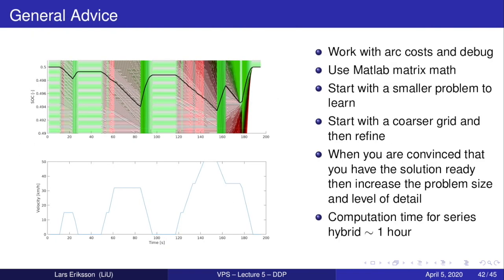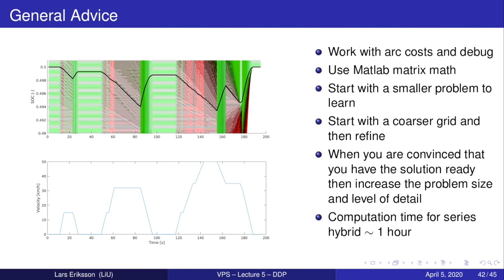So general advice to approach the problem here: work with arc costs and debug the arc costs. You will have some help in the first part. The first part of the hand-in assignment will be just a checkup that you have managed to get the arc costs correct. Then later you will solve the full problem and you will do the unwinding and the analysis. The most important advice is to use MATLAB matrix computations, because it keeps your computational time down, and you start with a smaller problem to learn about and see if it's working.